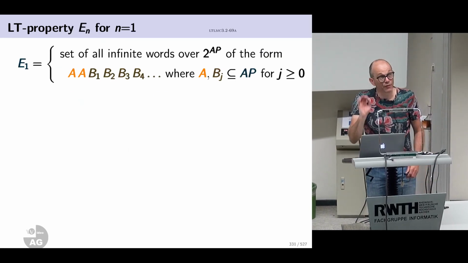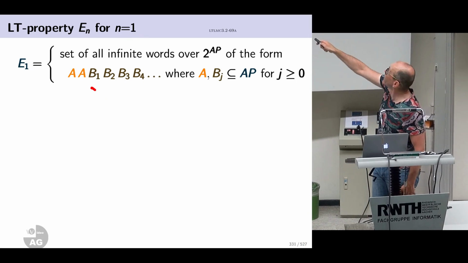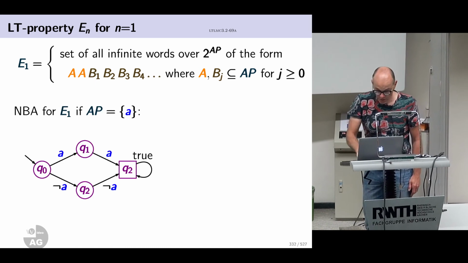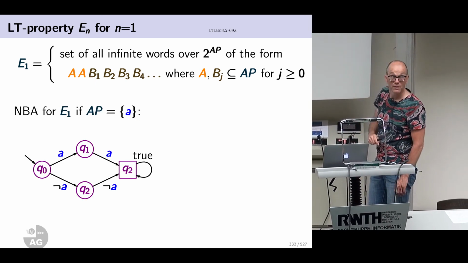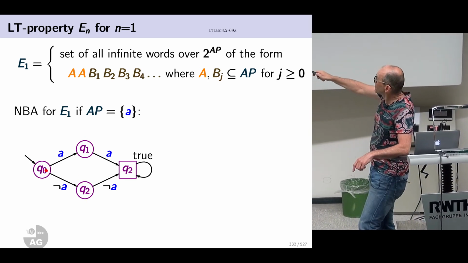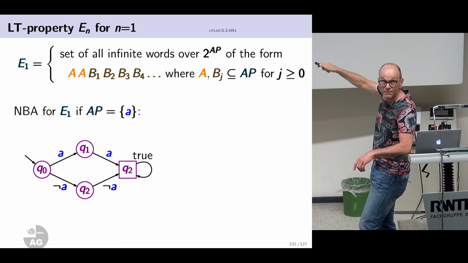So let's take a very simple example, n equals 1. So I have a word which is simply of the form AA something. Good. If I just take a set of atomic propositions being a singleton, A, then the automaton looks as follows. So there are 2 possibilities initially. Either I have this input symbol, this set contains an A, or it does not.